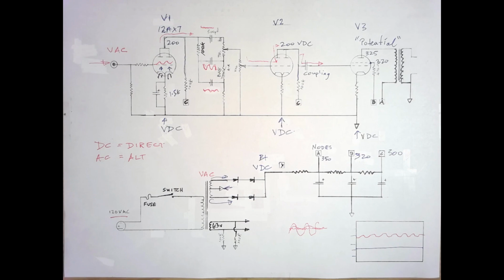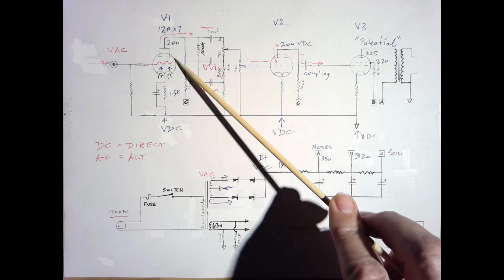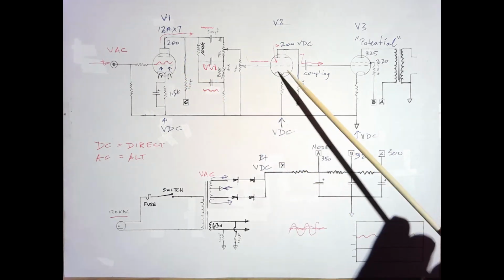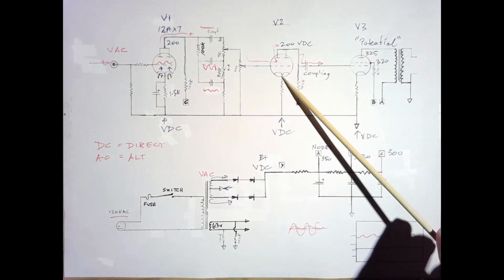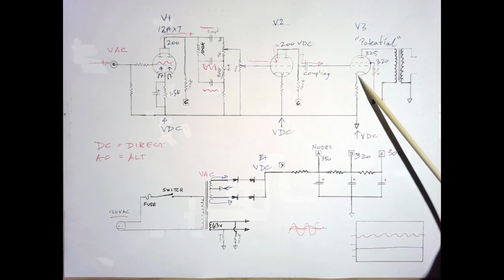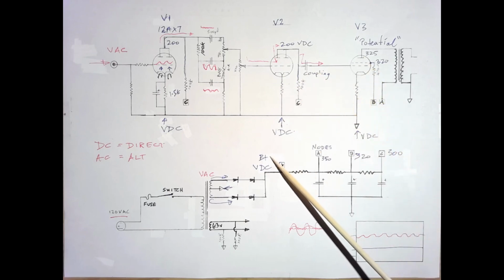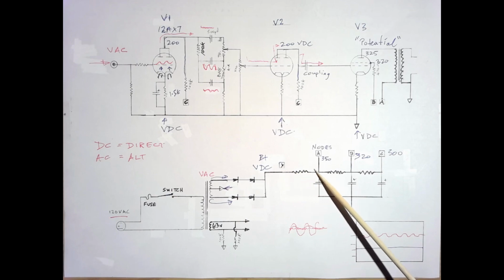So we're going to start with DC current. DC current flows from negative to positive. Historically, the plate was considered positive and the cathode was considered negative. So positive plate, negative cathode, positive plate, negative cathode. And we still think of this as being B+, the positive.